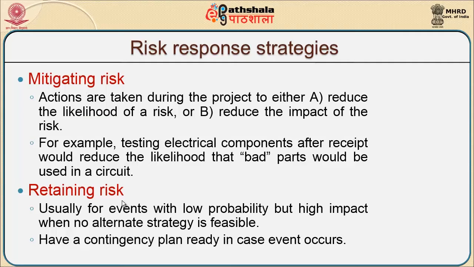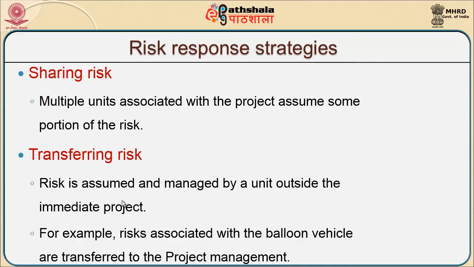In case of retaining risk, usually for the majority of events this happens with low probability but gives a high impact when no alternate strategy is feasible, and it has a contingency plan ready in case the event occurs. The third strategy is sharing risk, where multiple units associated with the project assume some portion of the risk. We also have risk transfer, which is assumed and managed by a unit outside the immediate project, for instance when risk associated with the vehicle is transferred to project management.